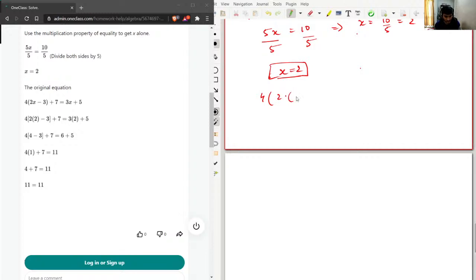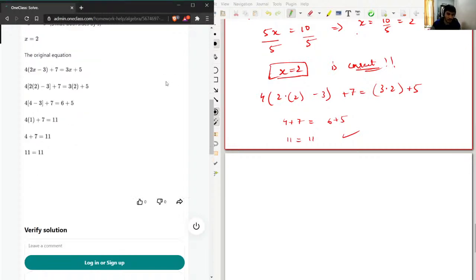So it was 2 times 2 minus 3, times 4, plus 7 should be equal to 3 times 2 plus 5. So this should be 2 2s of 4, and 4 minus 3 should be 1. Yep, 2 2s of 4, and 4 minus 3 is 1, and 1 4s of 4 plus 7, and this should be 6 plus 5. 4 plus 7 is 11 and 6 plus 5 is also 11, hence our solution x equal to 2 is correct.